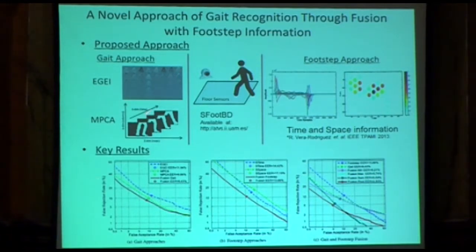For the case of gait, we follow two approaches. One is the enhanced gait energy image with a Gabor filter bank, and also a multilinear principal component analysis. And the fusion of these two approaches led to an 8.5% EER.